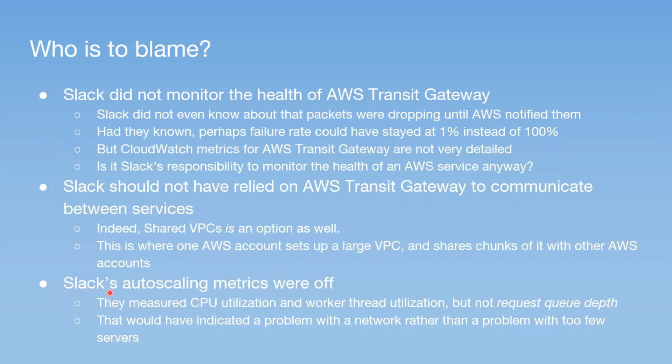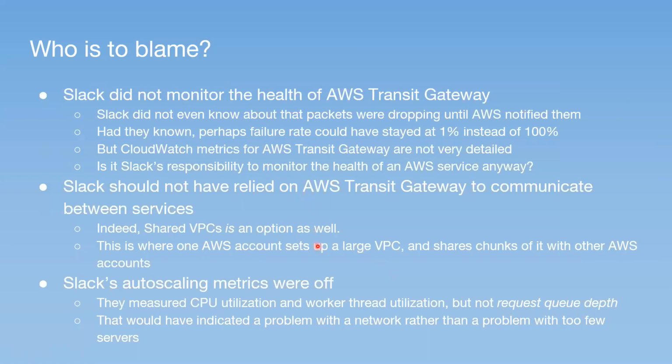And the third point is Slack's auto-scaling metrics were off. They were measuring the CPU utilization and worker thread utilization, but not the request queue depth, so not the number of requests that were in the queue. Had they seen that there was just one request in the queue, which was timing out and hanging, then they might have known that this is a problem with the network, and that increasing the number of instances kind of solves some problems, but not all problems. The real problem is with the network, not with the incoming load or anything like that.